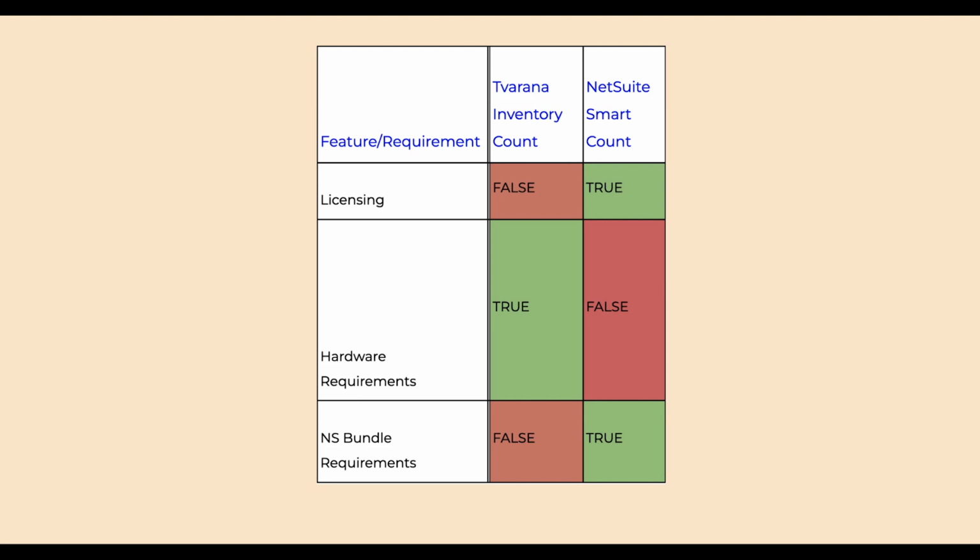For the Smart Count, the NetSuite account requires the installation of Advanced Inventory, SCM Mobile, and NetSuite WMS modules. Whereas for the Tvarna Inventory Count, no additional software license is required.